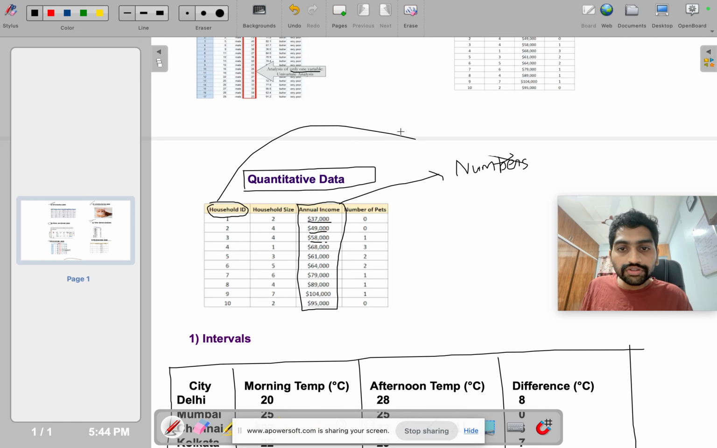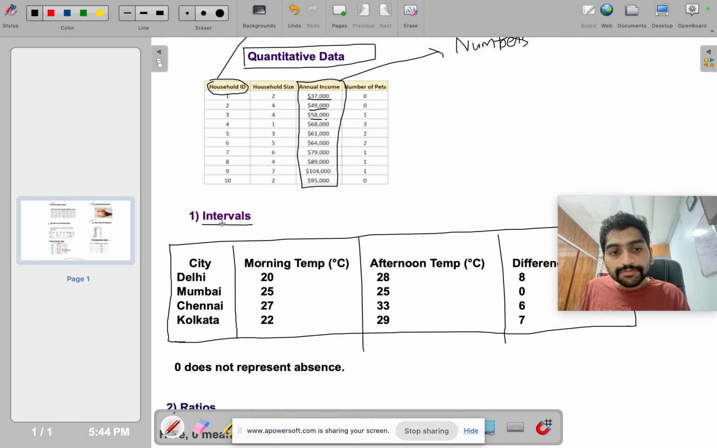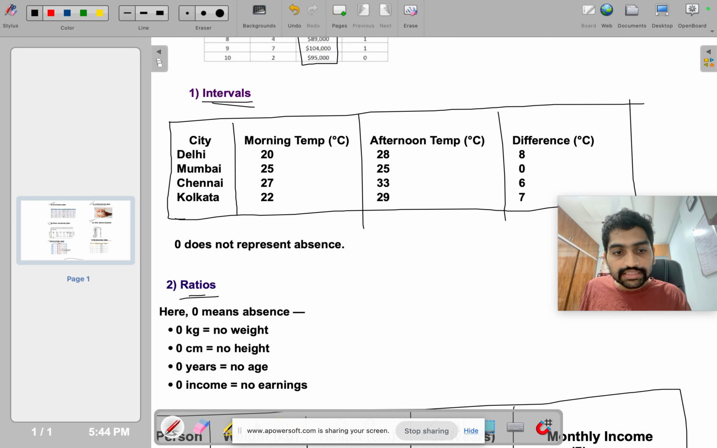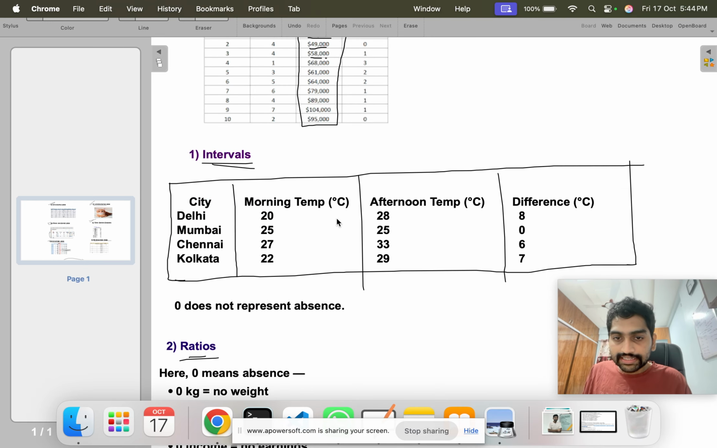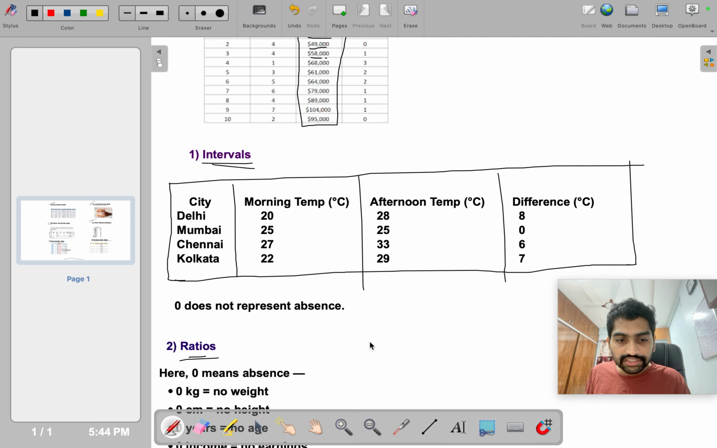Now we will study the types of quantitative data. There are two types: one is interval, one is ratio. Let me take this dataset example. Mumbai has a temperature of 25 degrees Celsius in the morning, and the afternoon temperature is also 25 degrees Celsius. When you take the difference, it is 0 degrees Celsius. So what is this interval kind of data?